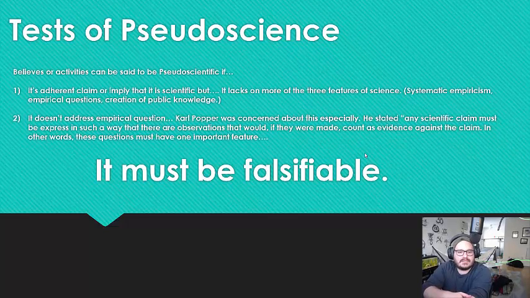The second is that it doesn't address empirical questions. So Karl Popper, he was a philosopher of science, was concerned about this especially. He stated, any scientific claim must be expressed in such a way that there are observations that would, if they were made, count as evidence against the claim. In other words, these questions must have one important feature. You got to be able to prove it wrong. If you can't prove it wrong, then it's not scientific.